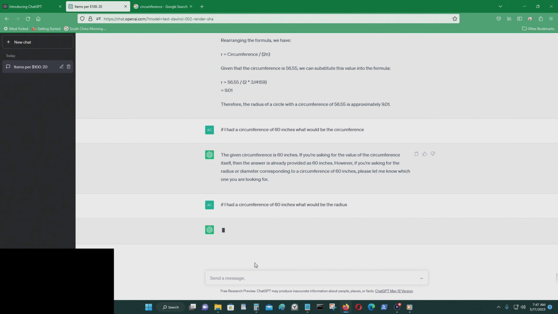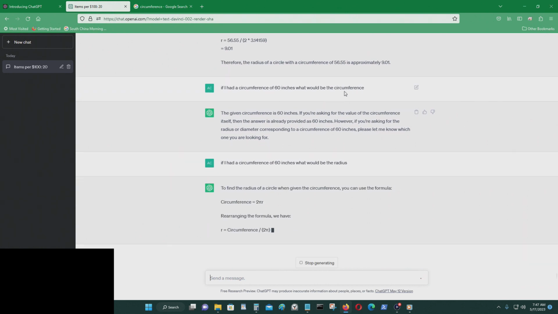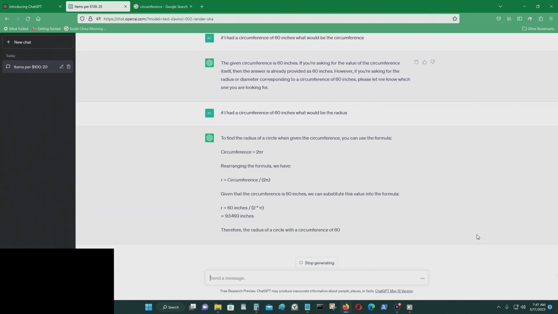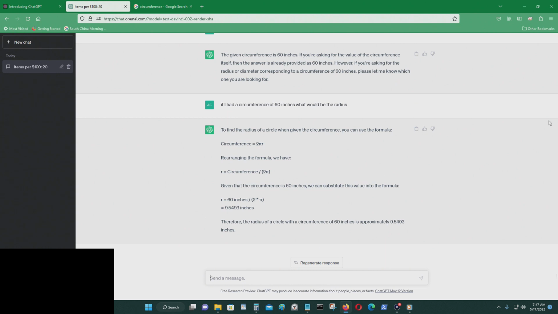Of course, I couldn't solve that problem because of the circumference. I have to ask the right question. What's the radius? Okay, 9.54 inches. It even tells me the correct units. Let's do another math problem.